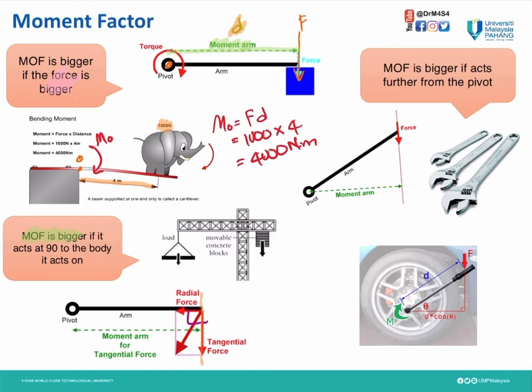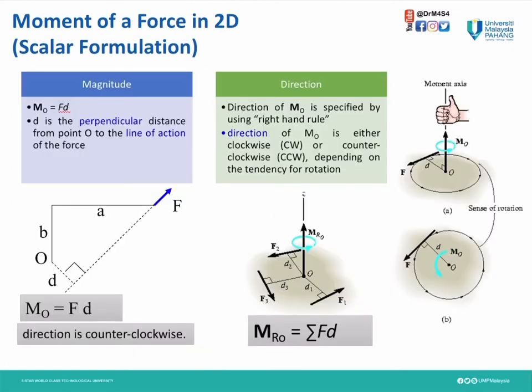In here, moment is bigger if the force acts further from the pivot, as I mentioned earlier on. So here is a pivot, we can call it point O. This is the force we apply. The greater the distance from the pivot, the bigger the moment it will create. So this is the definition of moment.